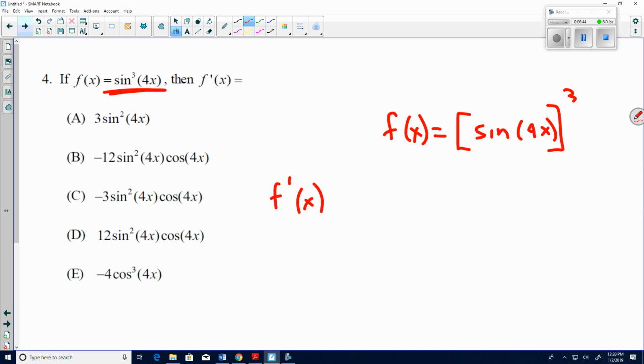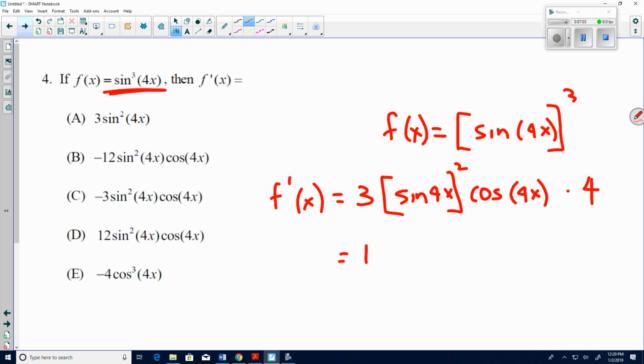So the first link is this cubic. So we have 3 times the sine of 4x squared. And then we have the sine function. The derivative of the sine function is the cosine function. The angle stays the same. And then we have the 4x function, and the derivative of 4x is 4. So cleaning these up, 3 times 4 is 12. We have sine squared again, and then we have cosine. So 12 sine squared cosine.